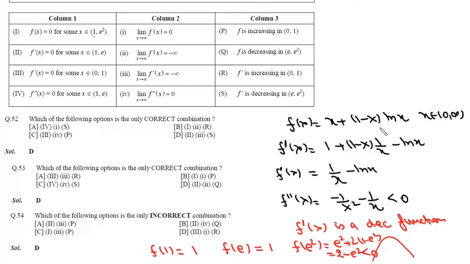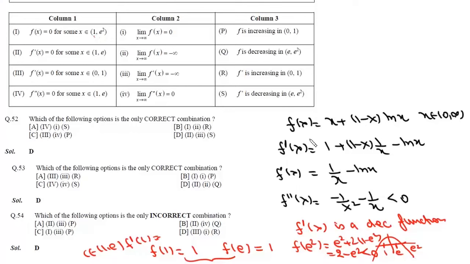Now this function f is continuous and differentiable. Then from Rolle's theorem we can say there exists a point c in the interval 1 to e where f'(c) is 0. So it'll have a maxima between 1 and e, and at e square this value will be negative. So this graph should be drawn like that.